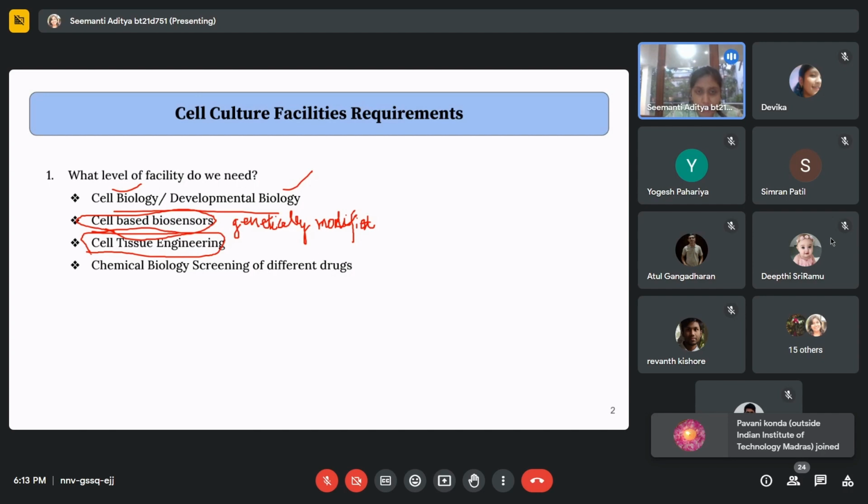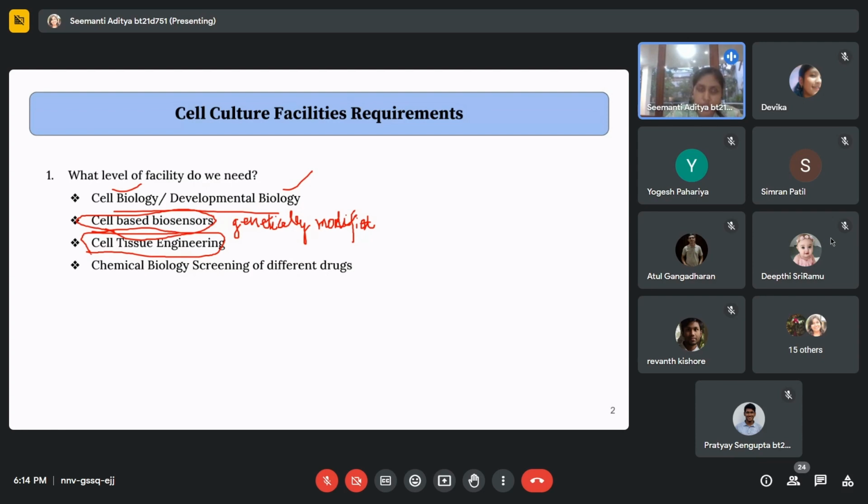The next kind of people, what they do with cells are the labs that work on screening of different drugs. These labs are not very much interested in generating a particular tissue or an organ from cells, or working on sensors and those things. They just want to test whether the drug is working on the cells, whether the drug is showing a positive effect, a negative effect, or no effect at all.